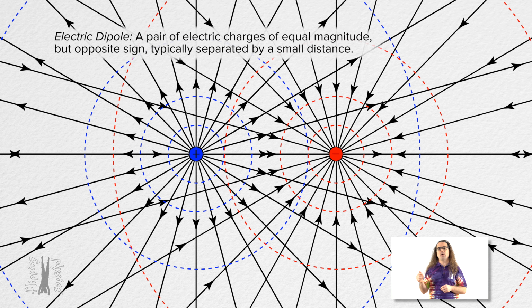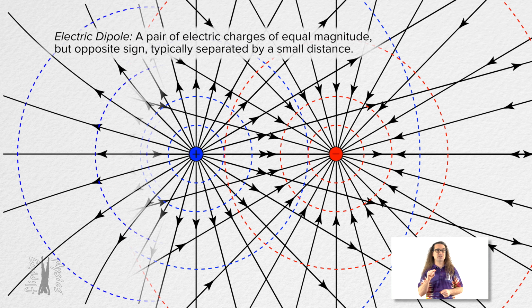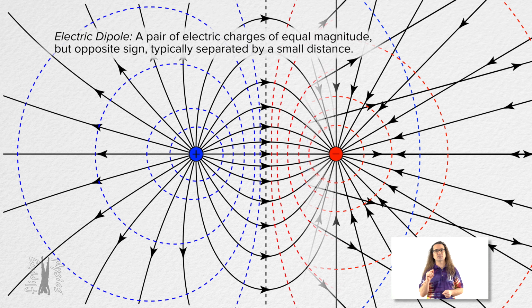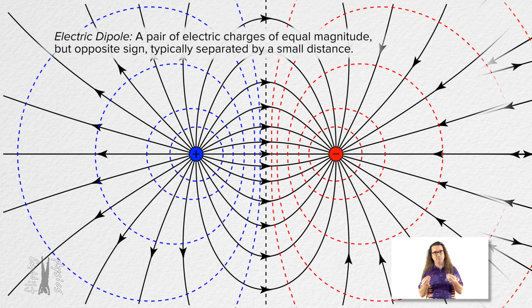Let's start with just the electric fields caused by each of the singular charges. And let's add the equipotential lines caused by each of the singular charges. And let's transition to the electric field and equipotential lines caused by both charges together. The electric dipole.